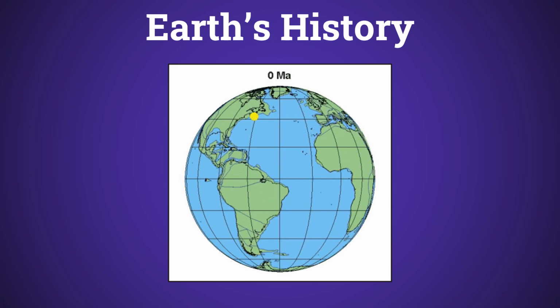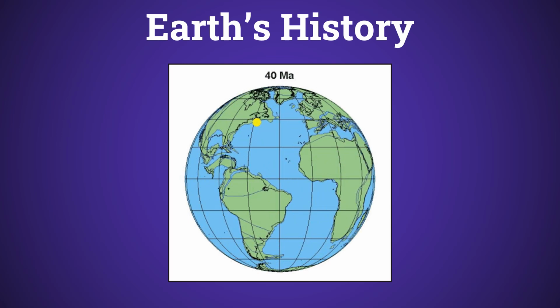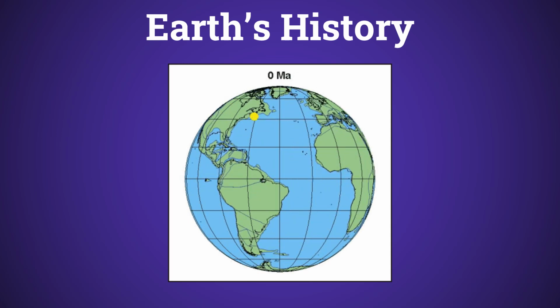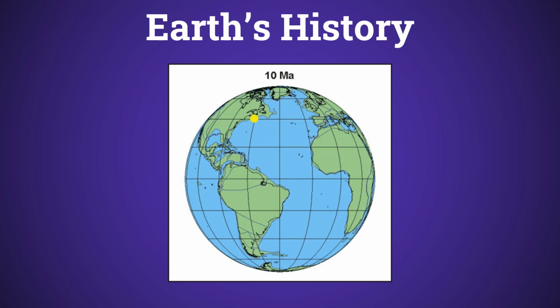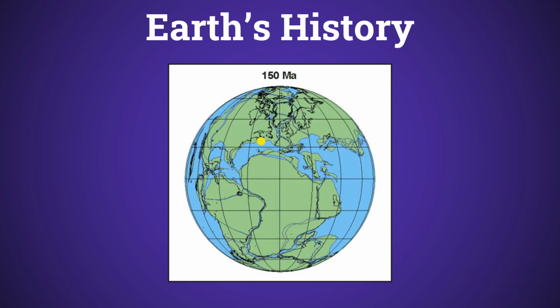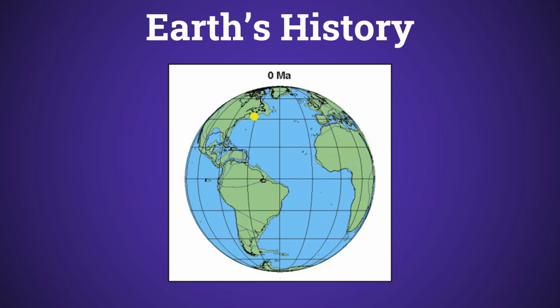The Earth is about 4.6 billion years old. Earth has gone through many stages and continues to change today. These changes drive the evolution of species on Earth. We can see how species have evolved by examining the rock and fossil record.